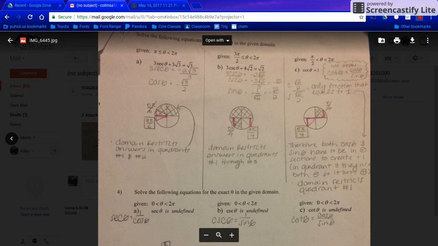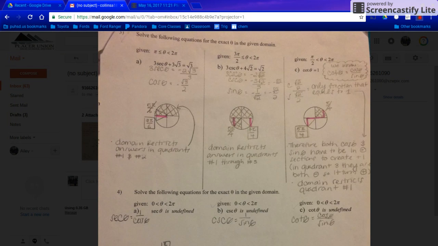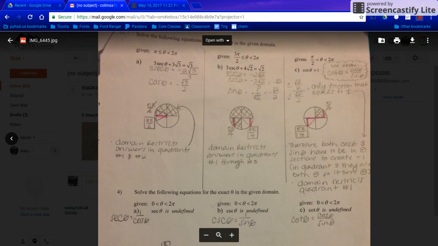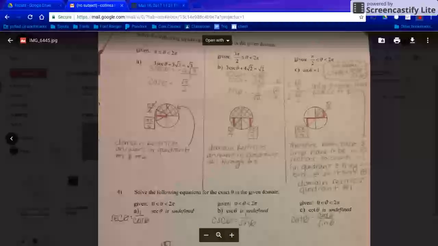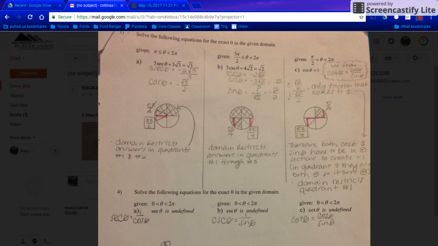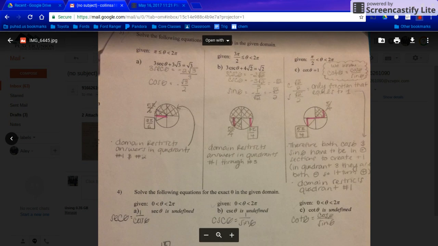And in the unit circle, on the vertical line, sine theta is equal to negative root 2 over 2 at 5 pi over 4 and 7 pi over 4. But the domain restricts any answers in quadrants number 1 through 3. So the only answer is 7 pi over 4. Now you're going to pause so you can do C by yourself.